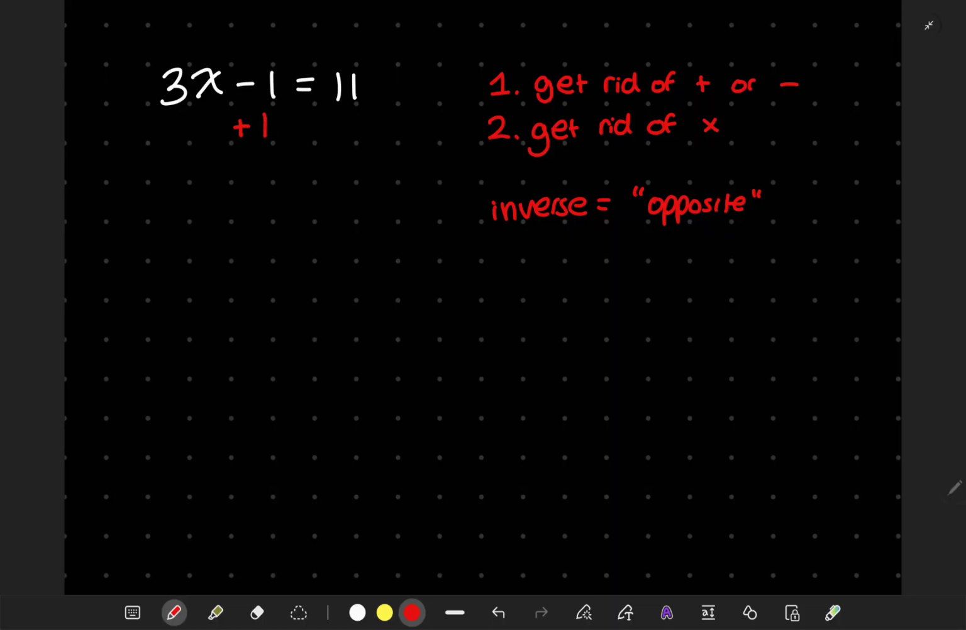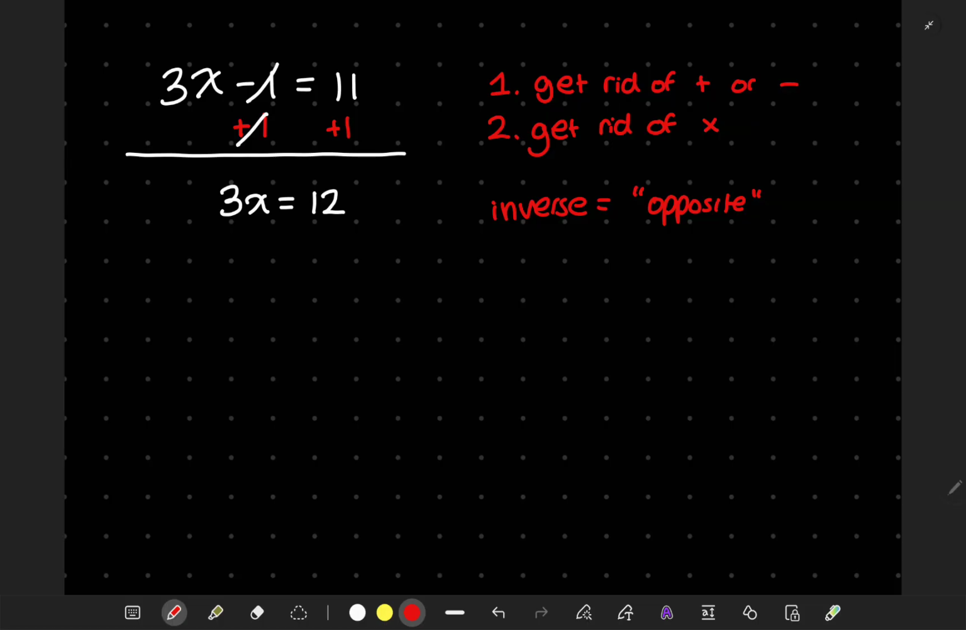And if I do it to one side, because of the equal sign, I do it to the other. I'm going to put a line to say that equals. The two ones cancel out, which leaves me with 3x equals 11 plus 1, which gives me 12. Okay, so that's the first step. Now I have the second step, get rid of the multiplication.